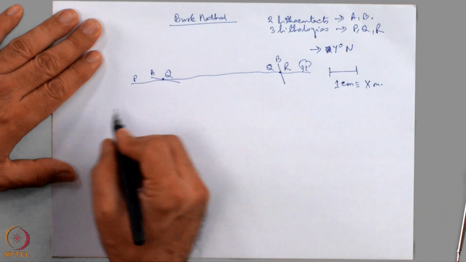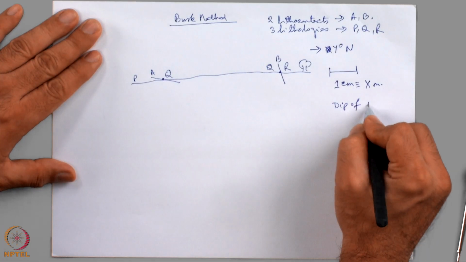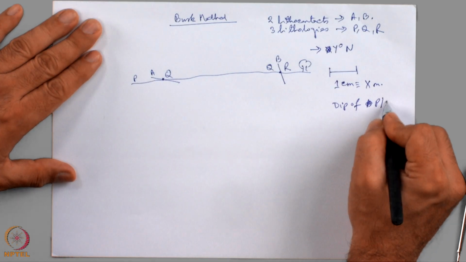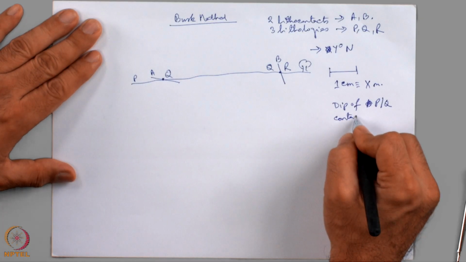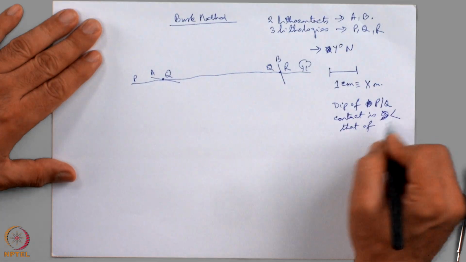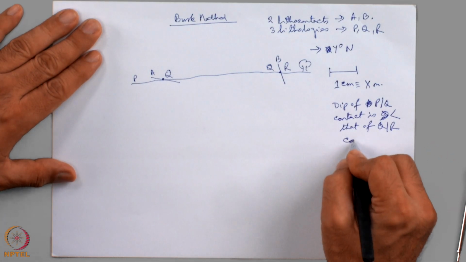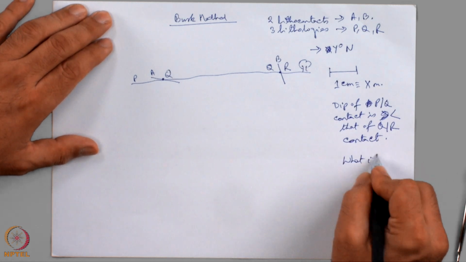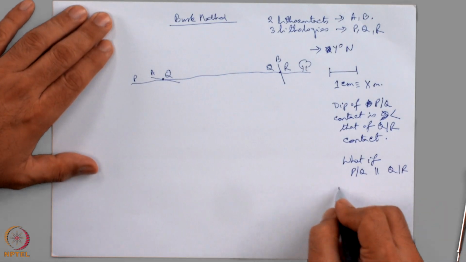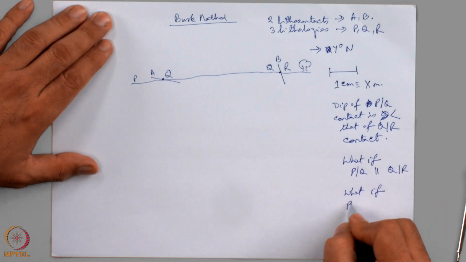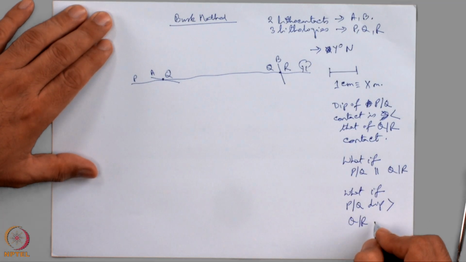In my drawing, the dip of the PQ contact is less than that of the QR contact. You can check later what if the PQ contact is parallel to the QR contact, and what if the PQ contact dip is more than that of the QR contact.